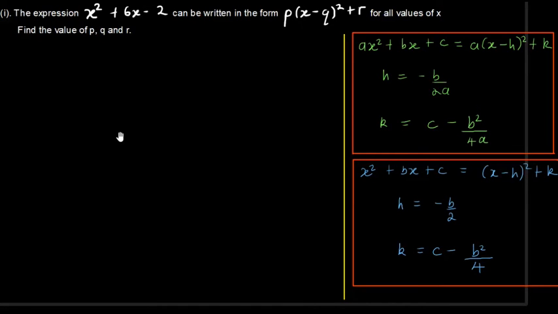The expression x squared plus 6x minus 12 can be written in the form p(x minus q) squared plus r for all values of x. Find the value of p, q, and r. So to solve this problem, we can complete the square and compare the values to determine the values of p, q, and r. We are not going to do the long method of completing the square right now, but we will use a different approach.